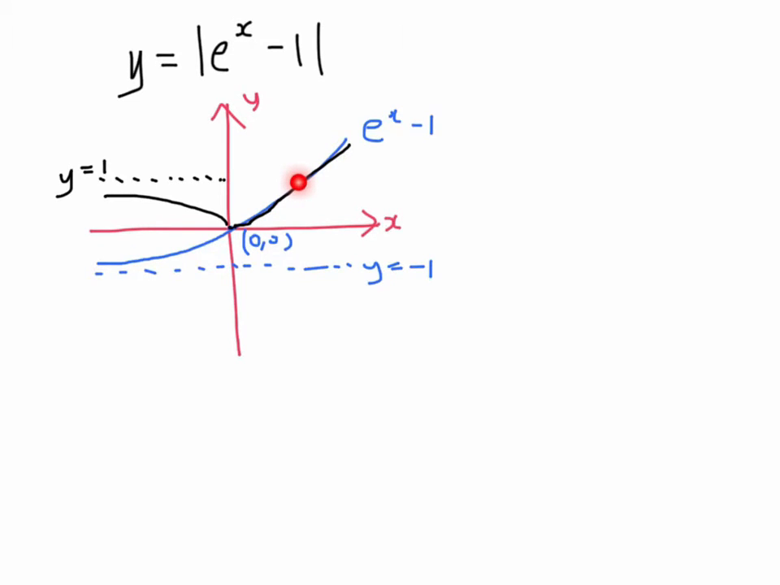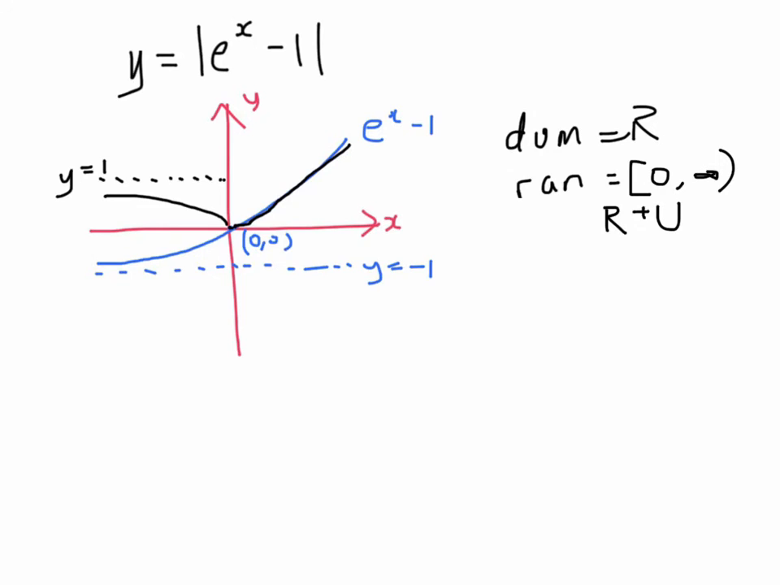So looking at the graph of the black curve now, the domain is still R because it takes up all of the x values here. And the range starts at 0 and goes upwards in the y. So it's going to have a range that looks like this, 0 to infinity. Or you might prefer R plus union 0. I personally prefer the first.